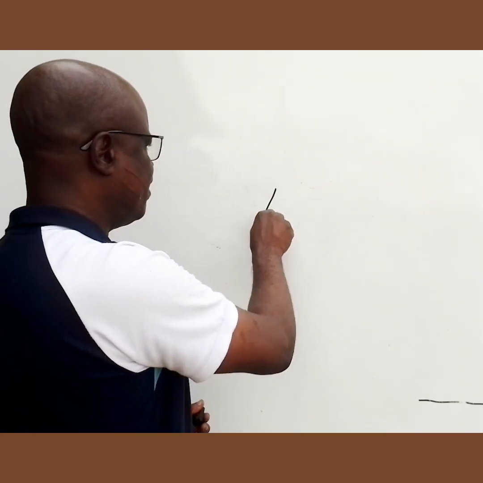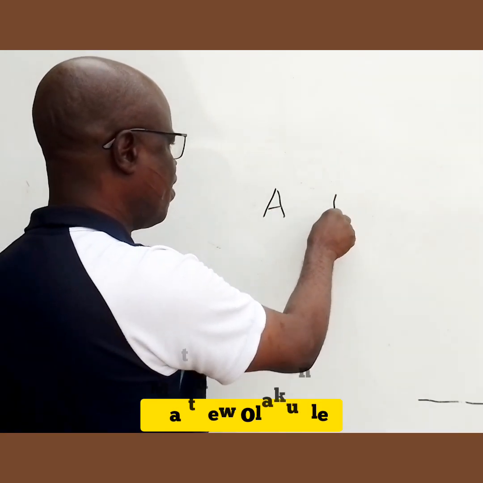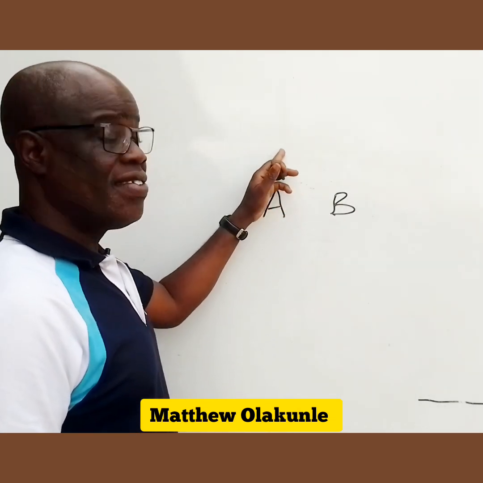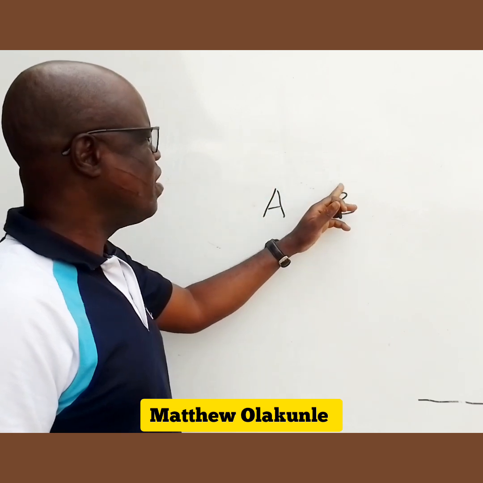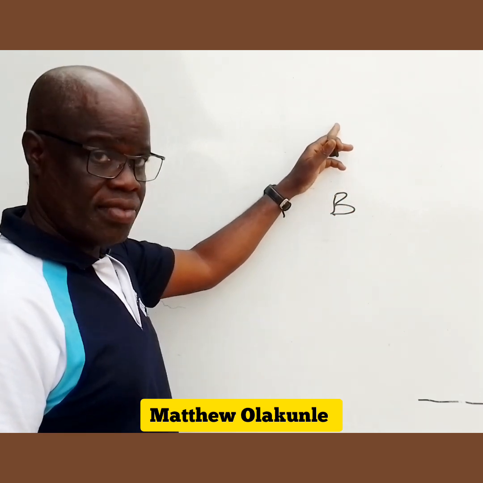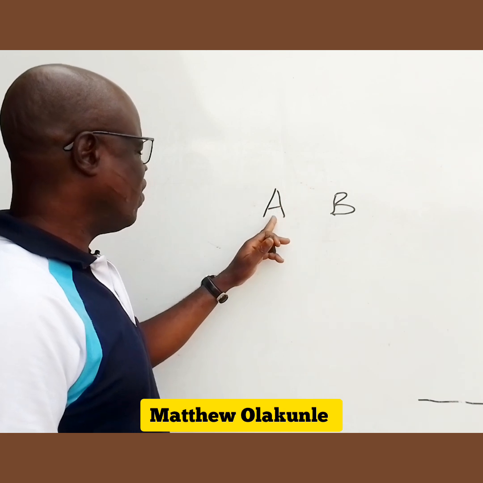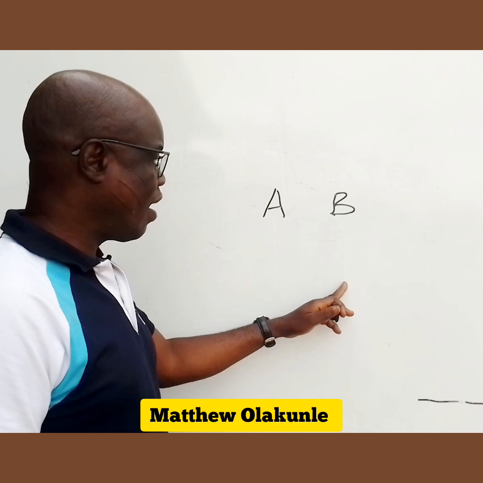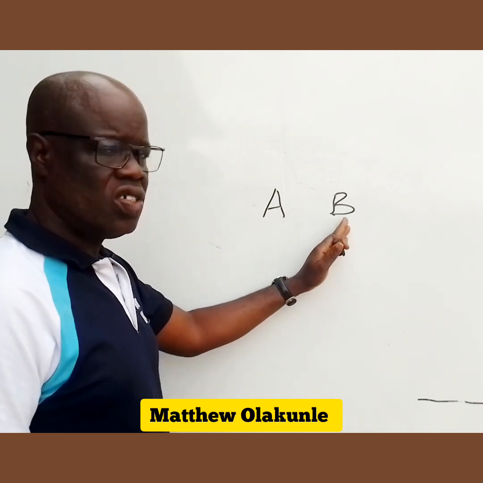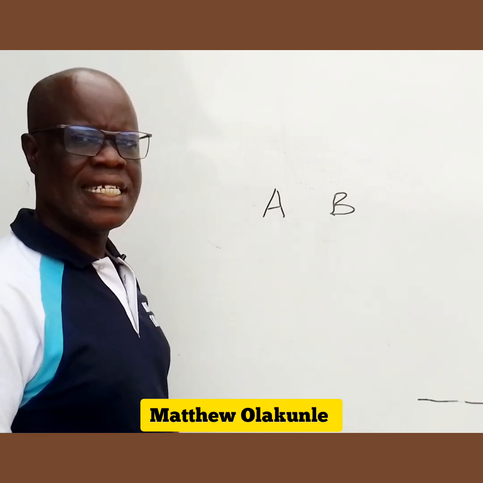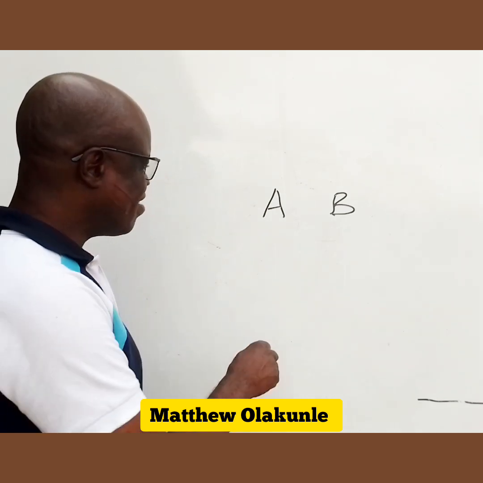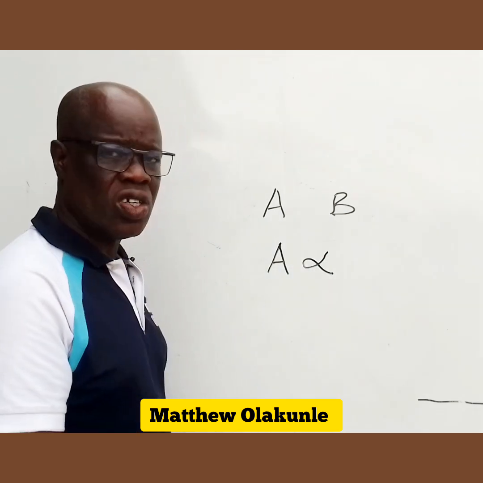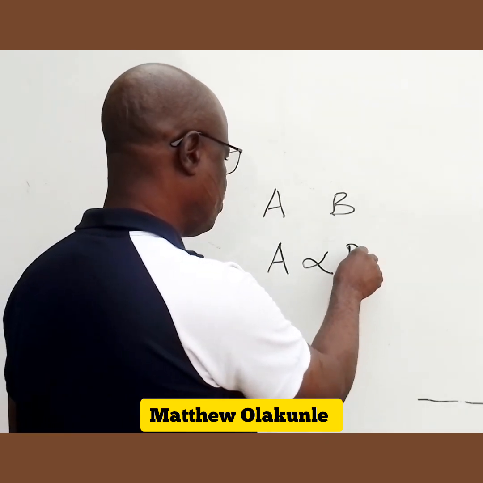We have A here, then we have B here. Now, if A is increasing and B also is increasing along, or if A is decreasing and B is also decreasing along, that kind of relationship is referred to as direct proportion. And in that case, you say A is directly proportional to B.